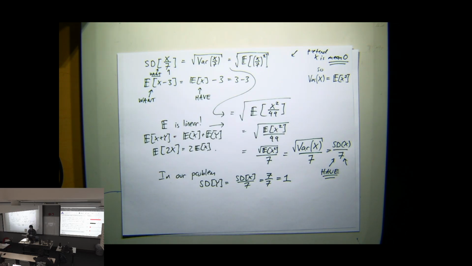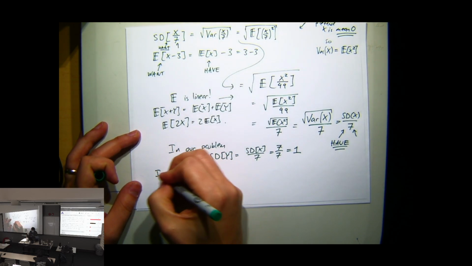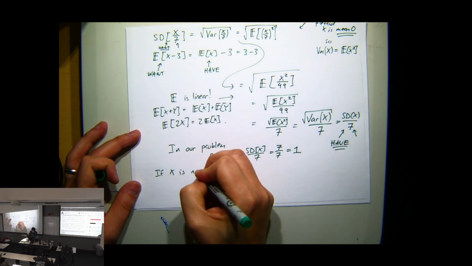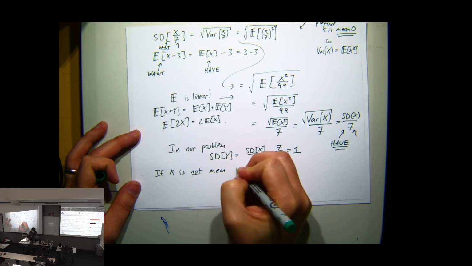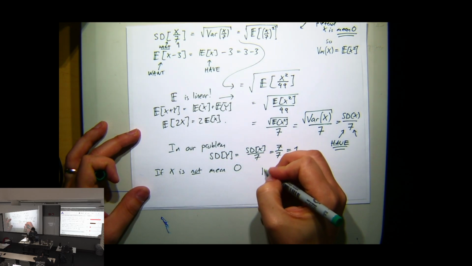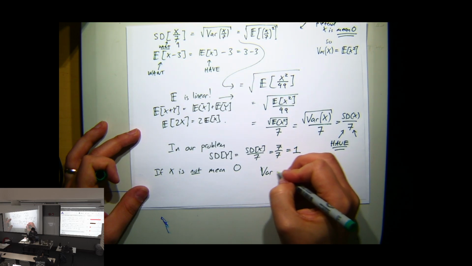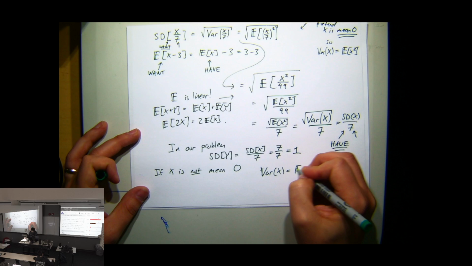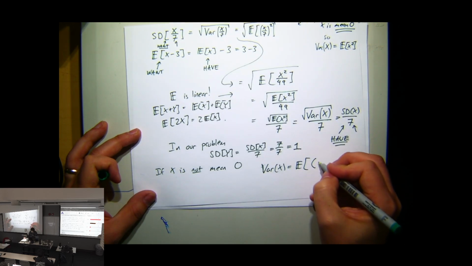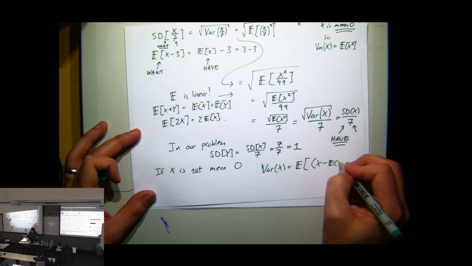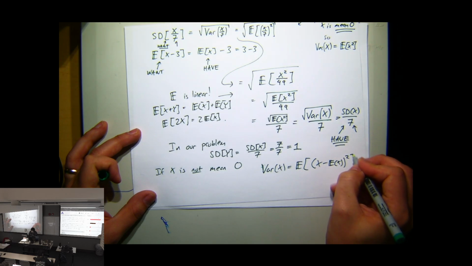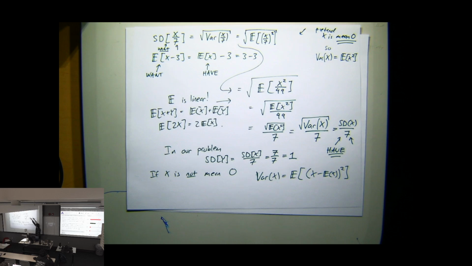And the secret is, if x is not mean 0, then what will happen is you'll have that the variance of x is equal to the expected value, not of x squared, but of x minus the mean of x, squared. And so every time I was dividing by 7, you're going to be dividing by 7 here, but you're also going to be dividing by 7 here. And so you're going to have 2 divisions by 7, but otherwise it won't change anything.